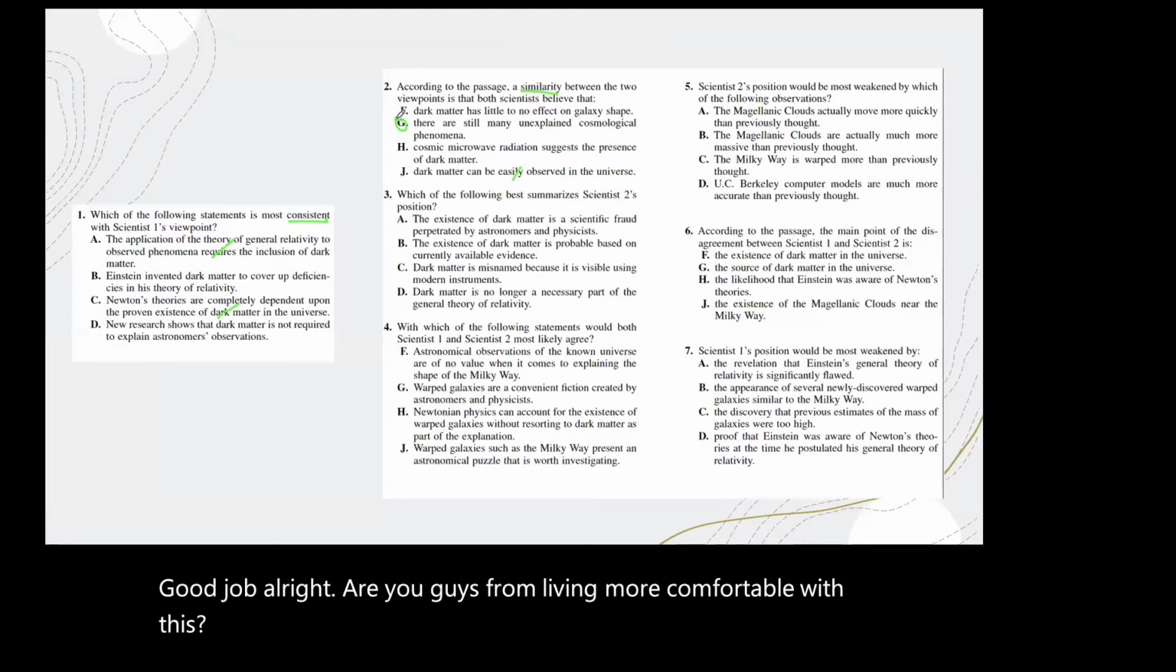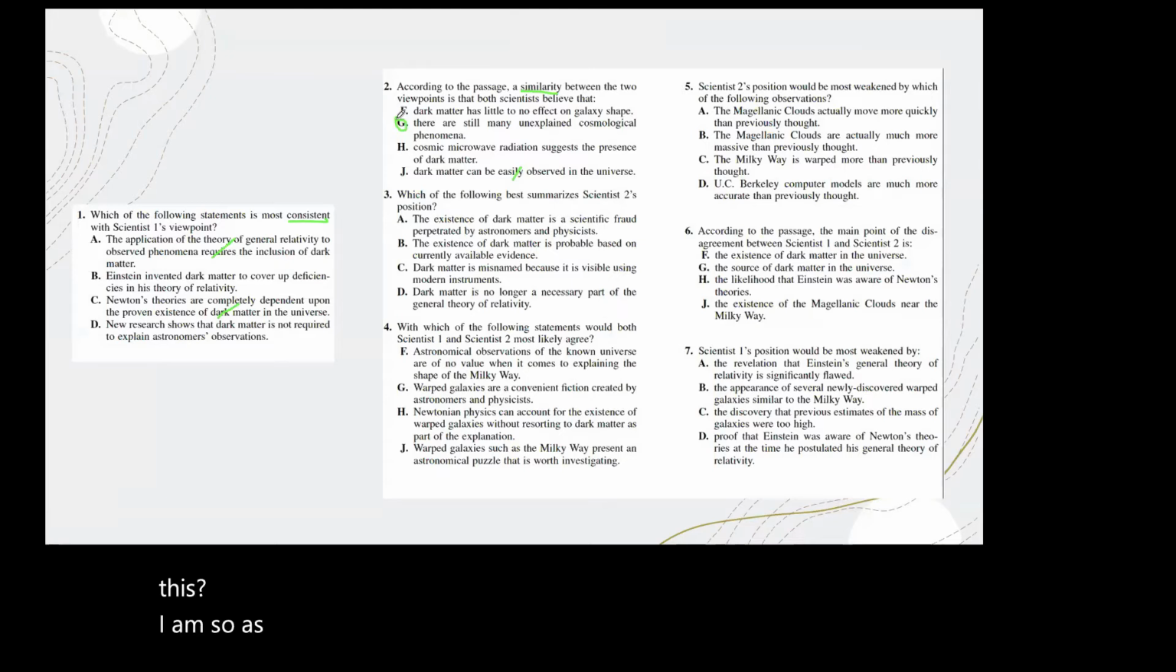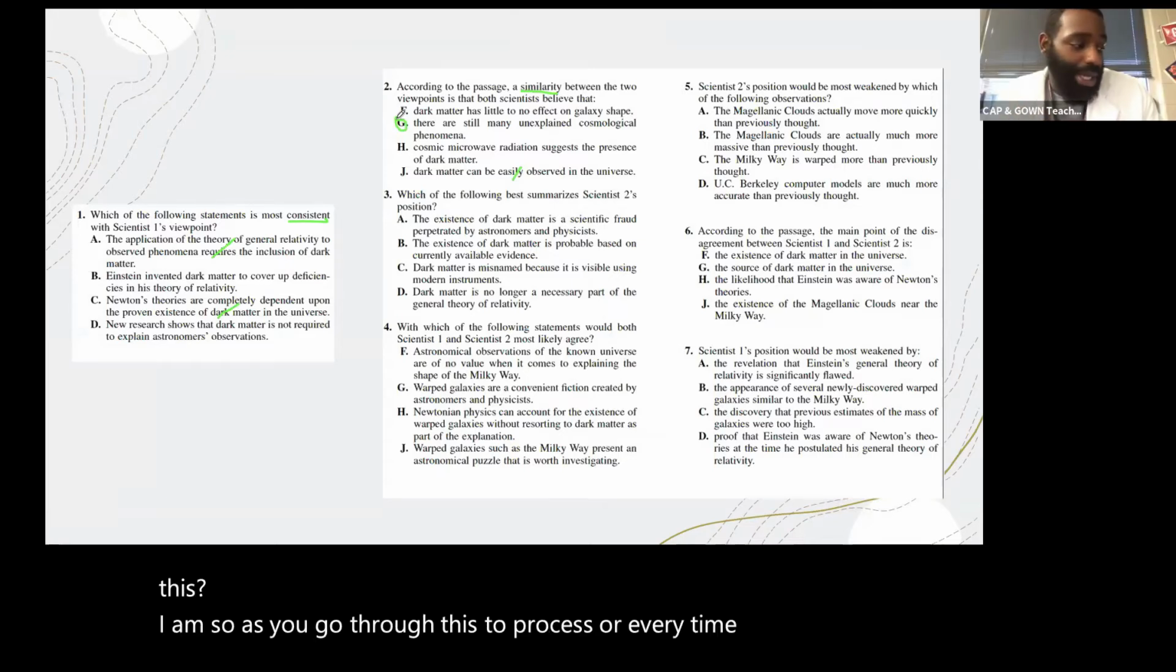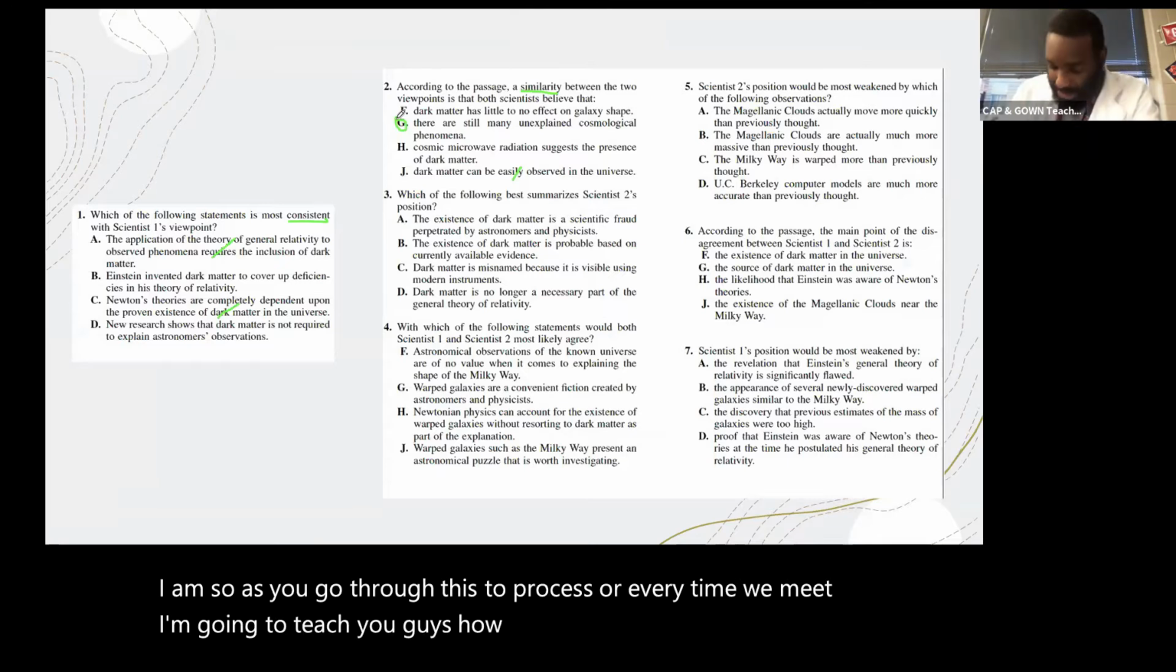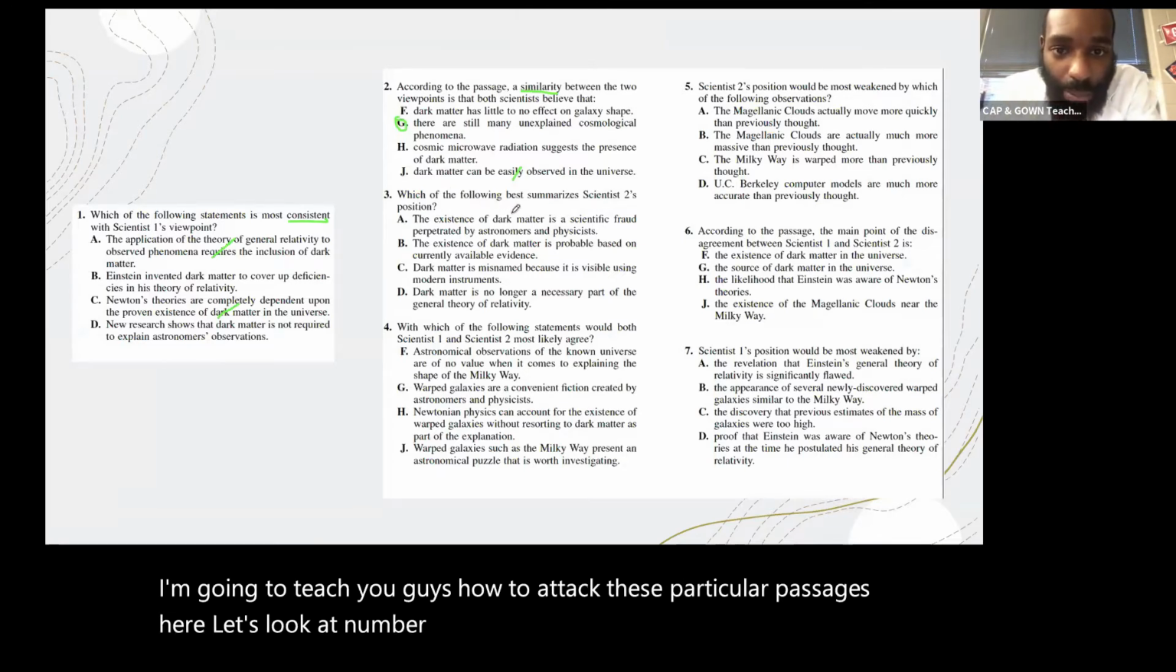All right. So as you go through, this is the process. Every time we meet, I'm going to teach you guys how to attack these particular passages. Let's look at number 3. It says, which of the following best summarizes scientist two's position?